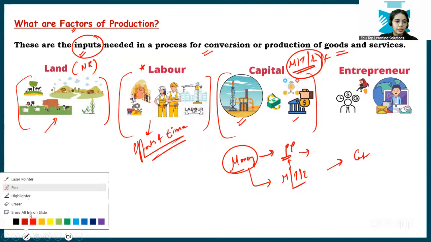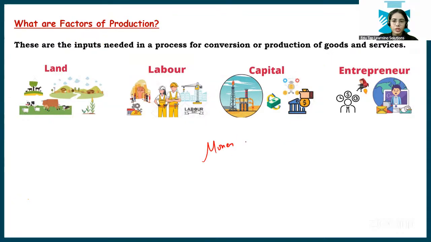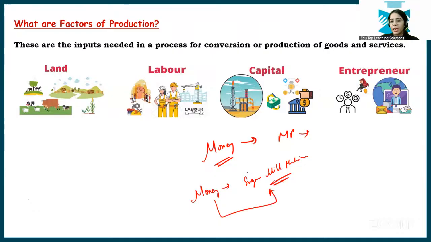So let's say I'm using the money to buy a mobile phone for myself. Is this money capital? No. Very good. This money is not capital because this money is not used in the production process. But let's say I'm using the money to buy the machines for the sugar mill, to be used in the production process. This is capital. This money is capital.